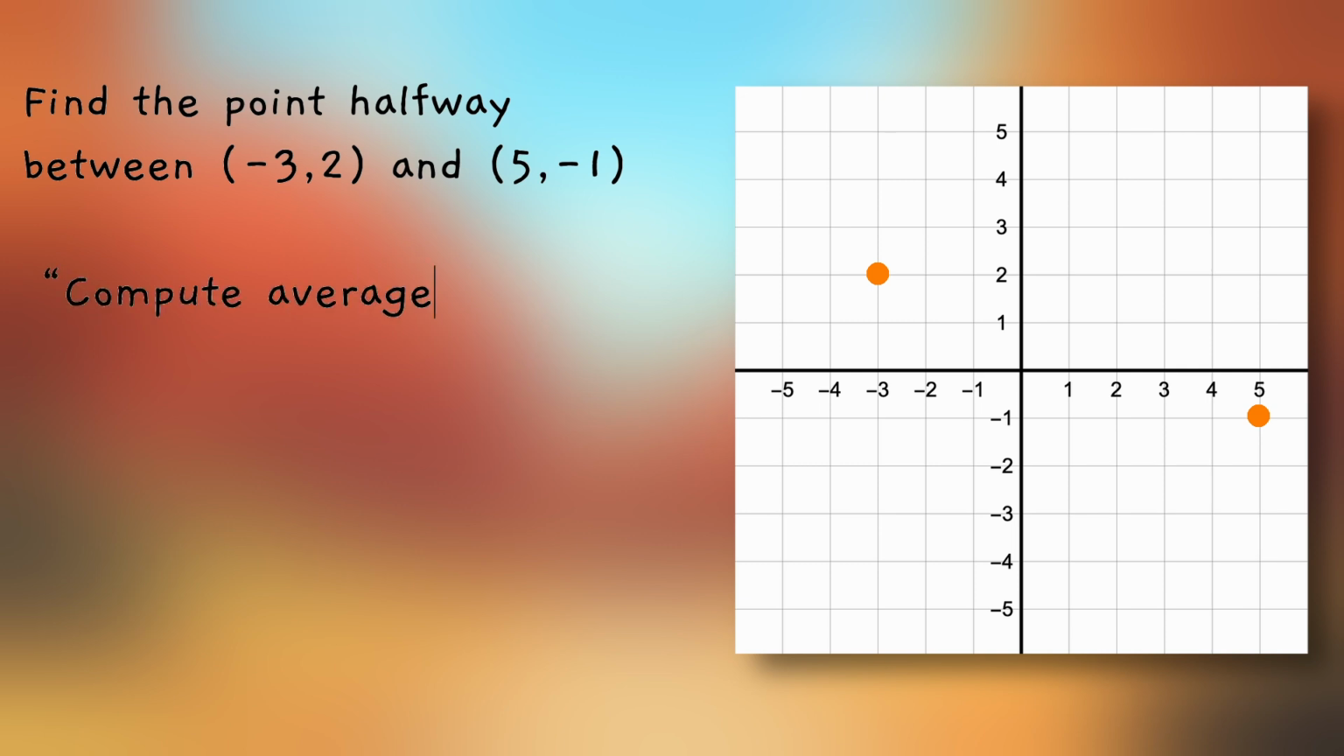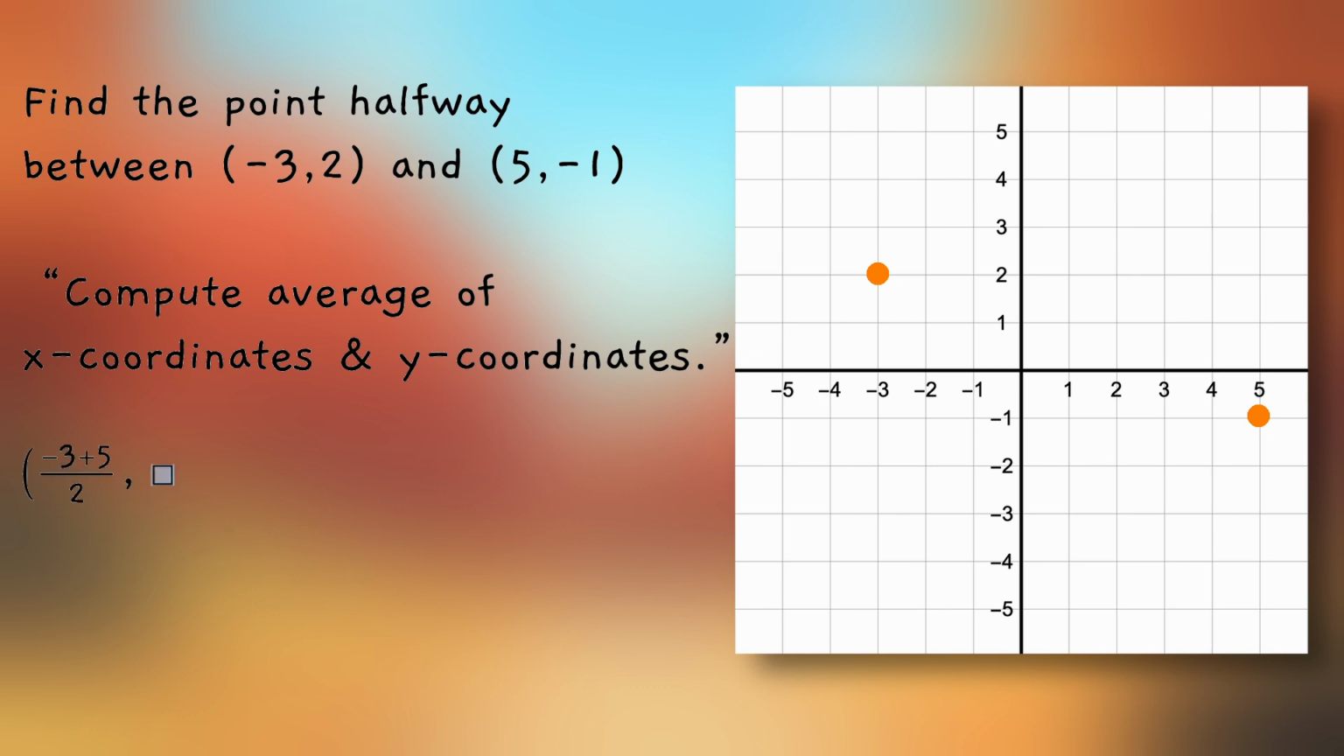And like before, we're going to compute the average of the x coordinates and the average of the y coordinates. First, we'll compute the average of the x coordinates. We just take -3 plus 5 and divide by 2 because there's 2 numbers. And then we add together the y coordinates. That gives us 2 minus 1 divided by 2. And if we simplify these calculations, we get an x coordinate of 1 and a y coordinate of 1/2. And let's draw that on the plane to see if it passes the smell test. 1.5 would be somewhere around here, and that looks about right. So this is the midpoint, or the point halfway between those two.